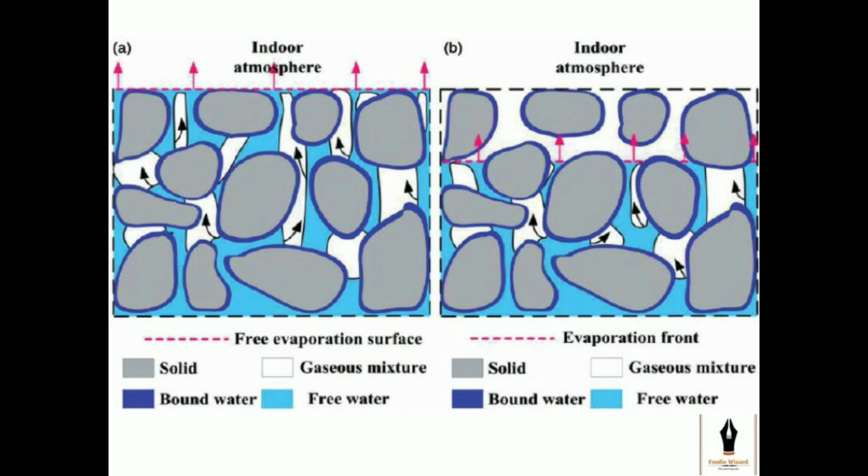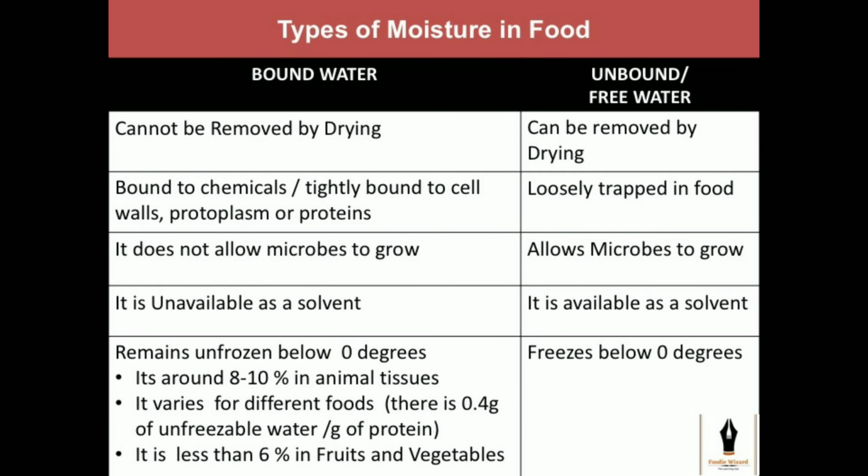Whereas the bound water, shown in dark blue color, is tightly bound and is not available for the evaporation process. This picture, as we discussed, shows the clear difference between the bound and free water. One cannot be removed by drying, the other can be removed by drying. The bound water is not available as a solvent, whereas free water is available as a solvent. The bound water does not allow microbes to grow, whereas free water allows them to grow. This table also shows that the bound water does not freeze below 0 degrees, whereas the unbound or free water freezes below 0 degrees.